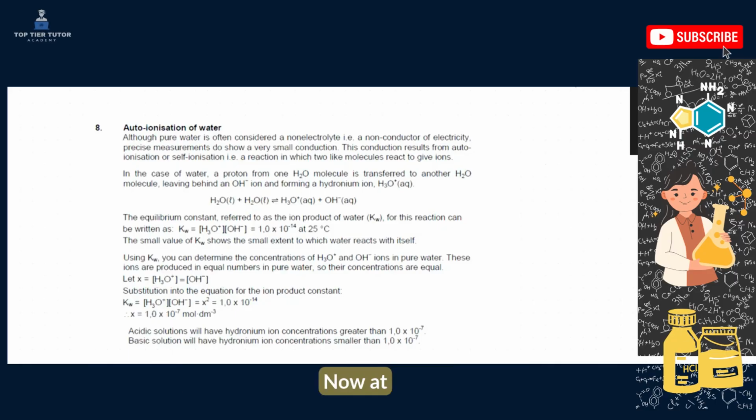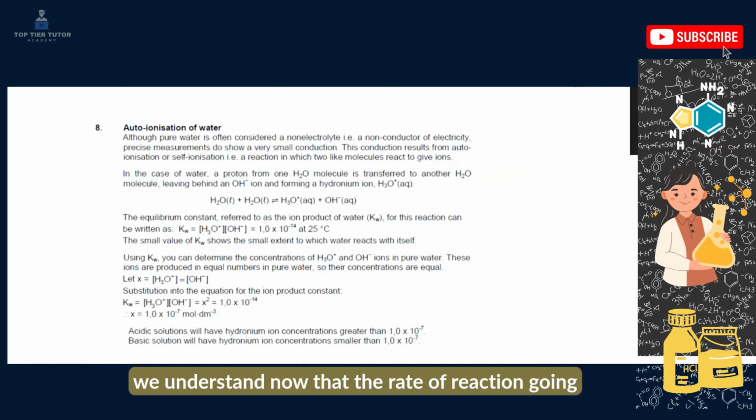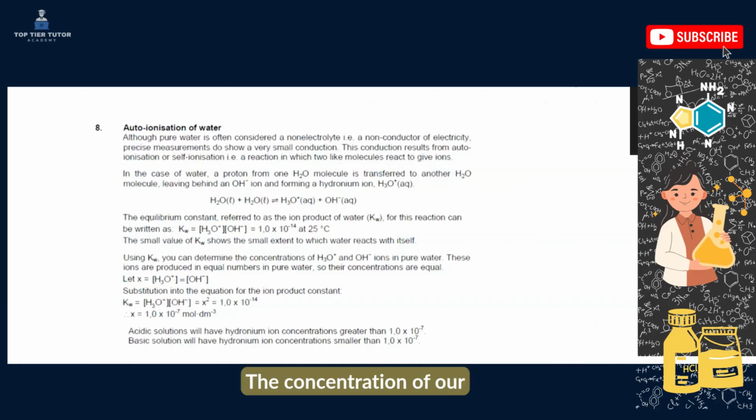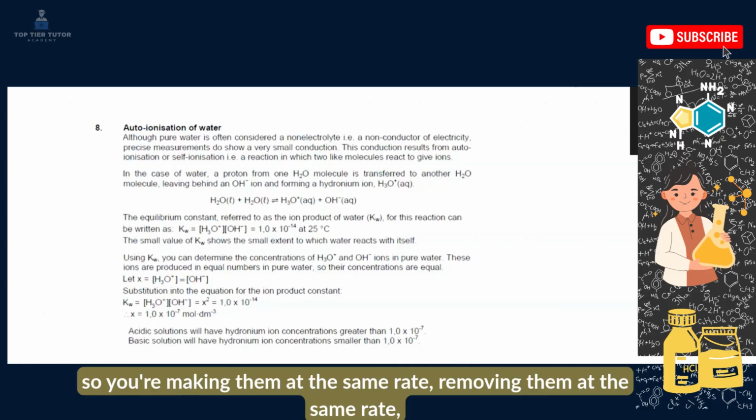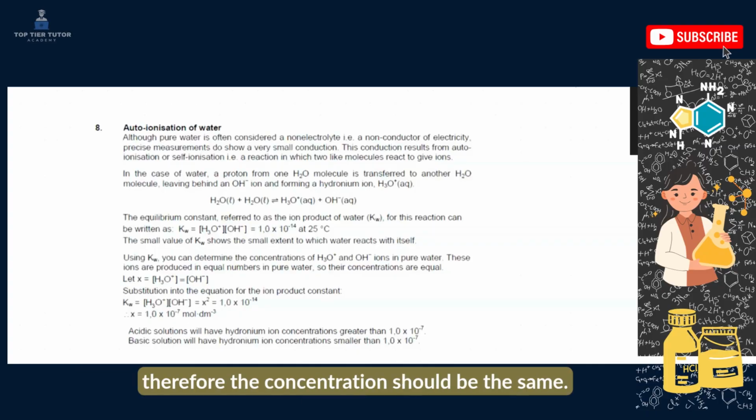Now, at the temperature of 25, because water is in equilibrium with itself, we understand now that the rate of reaction going forward is equal to the rate of the reaction going backwards. The concentration of our hydronium will also be equal to the concentration of our hydroxide. Because they have a 1-to-1 relationship, you are making them at the same rate and removing them at the same rate, therefore the concentration should be the same.